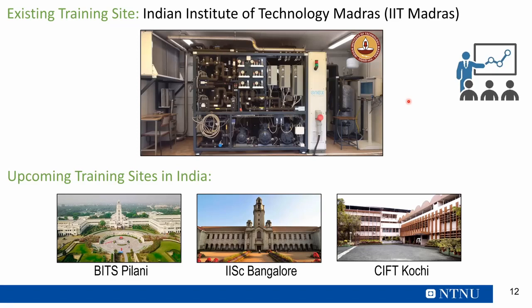And now the phase two is planning to have 3 more training sites in India. One would be BITS Pilani, another is ISC Bangalore, and the third one is CFT Kochi. And for all 3 units which will be designed, the initial parts of the educational training site unit are already imported and in the institutes, and they are now working on designing the demo sites at which students, technocrats, industrial people, academic people, they could come, get training, get to know the system, and discuss.